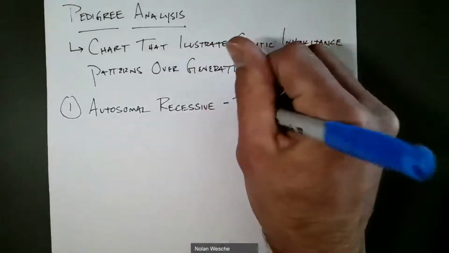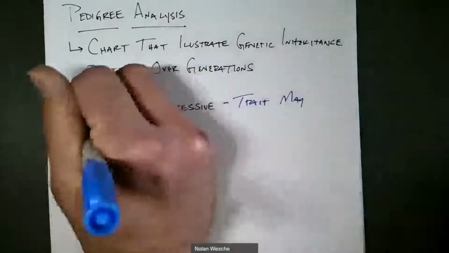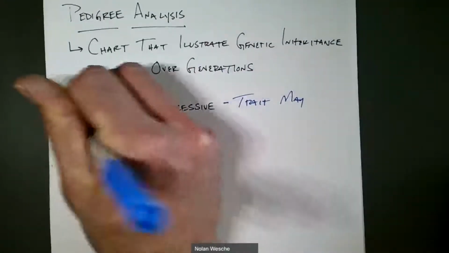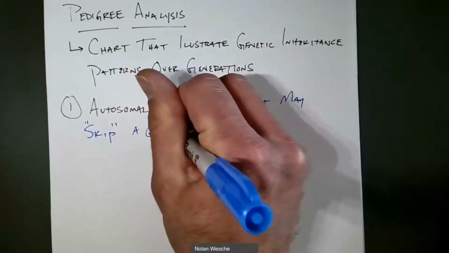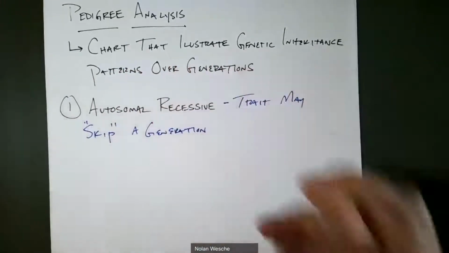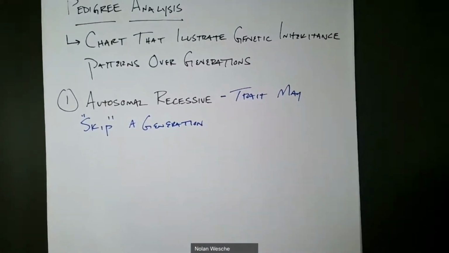So we'll say a trait may skip a generation. So the trait may skip a generation, and we're going to look and see what exactly that means.